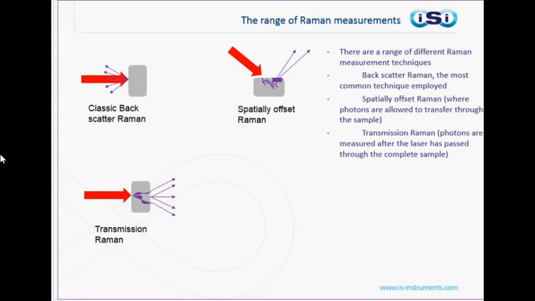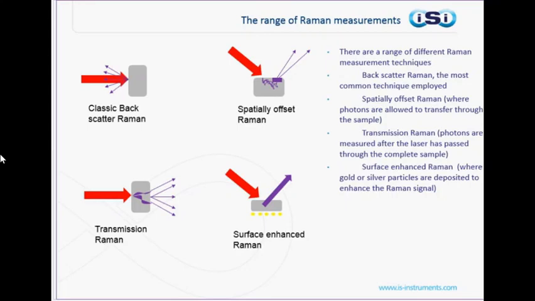Another common method is transmission Raman. In transmission Raman, the laser light is fired from one side and the Raman photons are measured from the opposite side of the sample, after the photons have travelled through the sample. This gives you a complete bulk measurement of the sample, making it ideal for quality assurance applications. However, this technique requires quite high sensitivity spectrometers to measure.